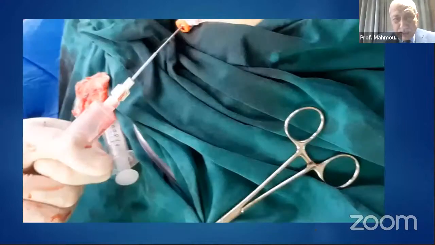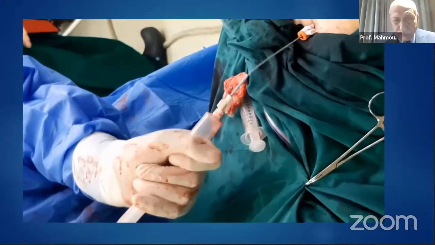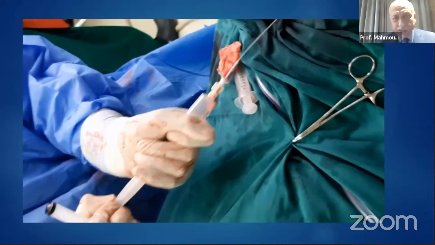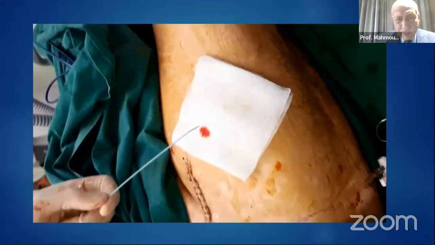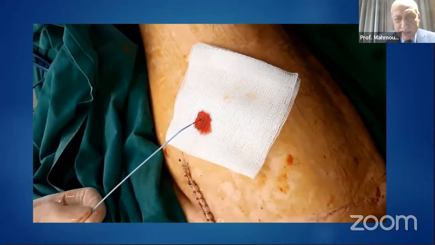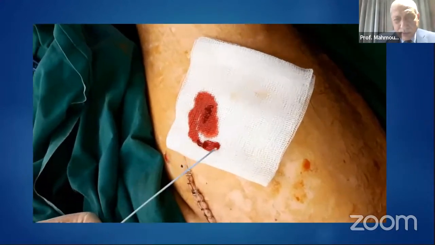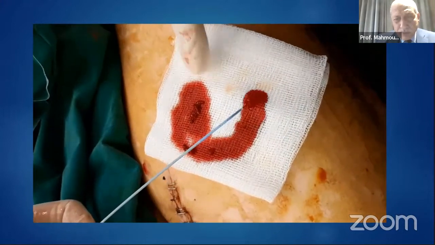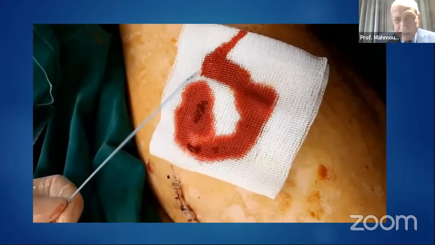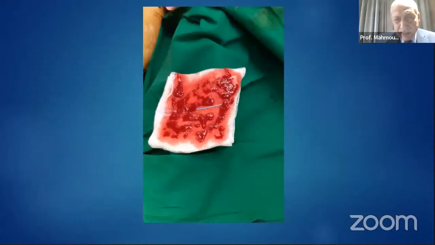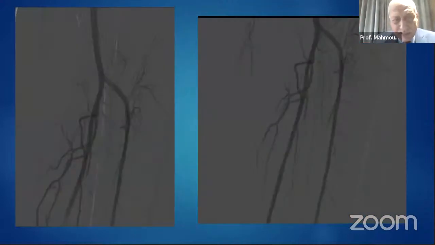The contrast was not going because of the thrombosis. Actually, we had trials of aspiration, and this is what we got. We got, as you see, thrombus from the vessels, and by repeating the procedure, we got many of these thrombi, and the vessels were cleared, and this is the final angio.